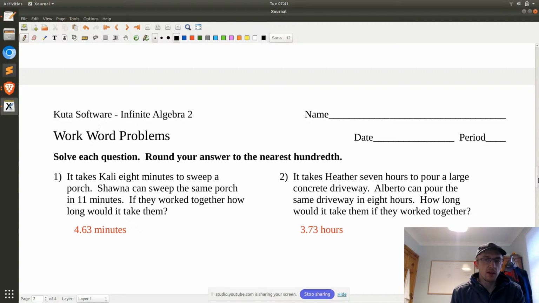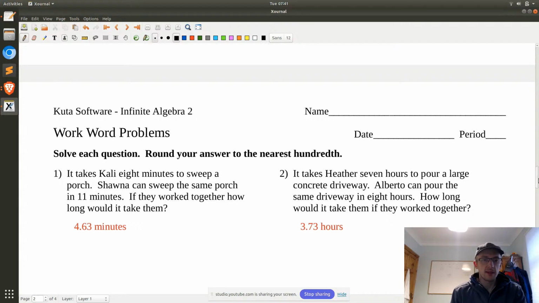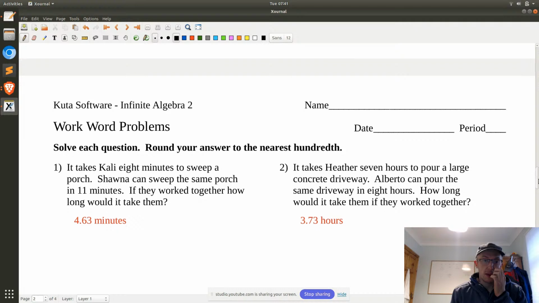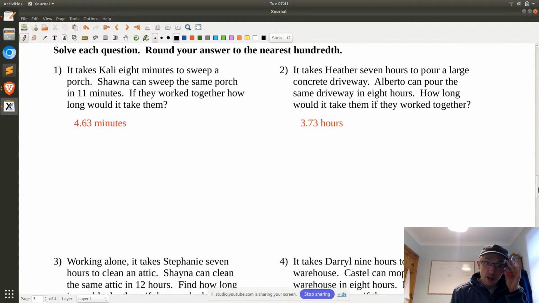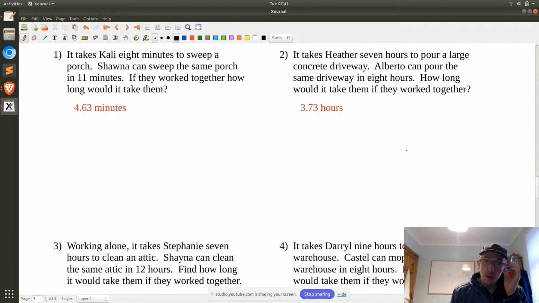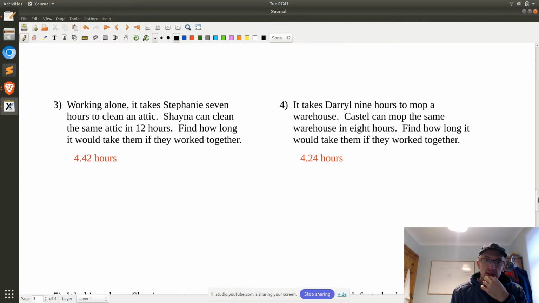Okay, so based on their assumptions about how a porch works and how sweeping a porch works, they say 4.63 minutes. 4.63 minutes. And nobody says 4.63 minutes in real life. So is that tremendously useful? Okay, and then we have 3.73 hours here. This is also not how people speak in real life.